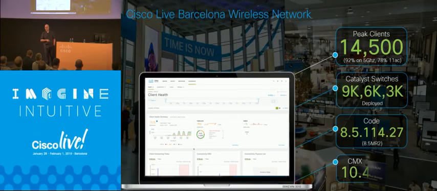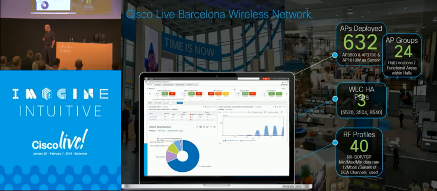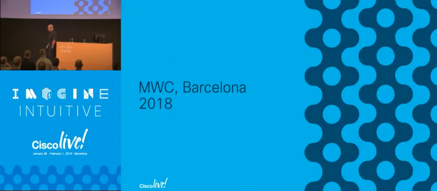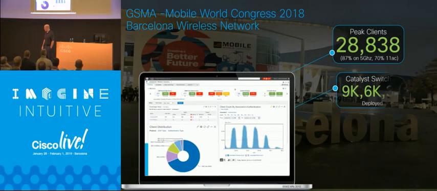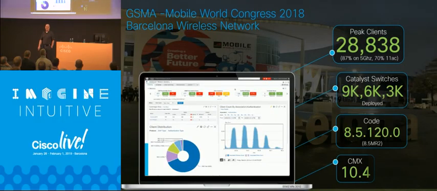Total stats from the show last year, we had a bunch of folks on this network. Now this network's running on all 9Ks. 632 APs were deployed, 24 AP groups, 3 WLC HA pairs, same thing we're running this year, except this year we are running across all 9,000 switches in the venue. Mobile World Congress Barcelona is where we get to check the glue on all of this stuff, because here we wind up with a peak number of clients at about 28,000, 30,000.